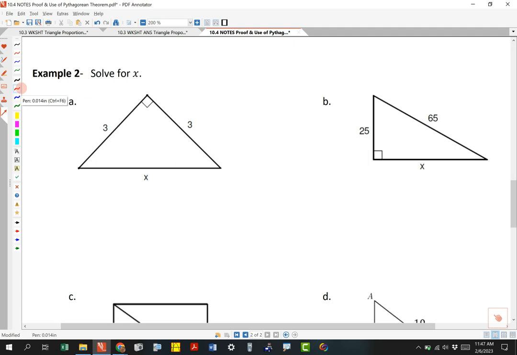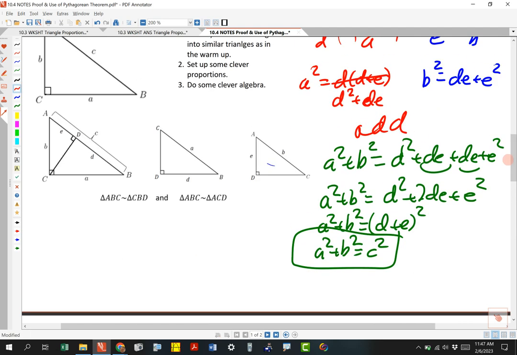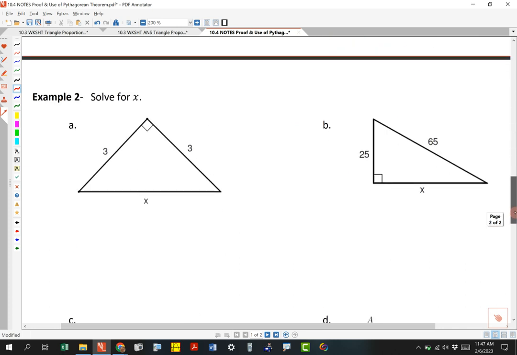I was just confused on what letters you're talking about, like uppercase A's and B's. These are all lowercase. These are side lengths. So by convention, we use capital letters for points and lowercase letters for lengths of sides.